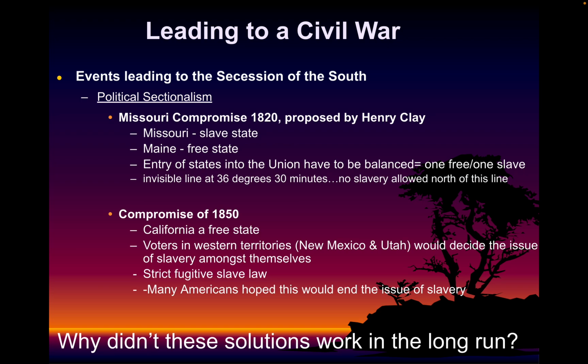This is, of course, where we talked about the Underground Railroad. Slaves could no longer get north of the Ohio River and be free. Now they need to get to Canada to be free. The other compromise made for the southern states is that voters in western territories, New Mexico and Utah, would decide the issue of slavery amongst themselves.